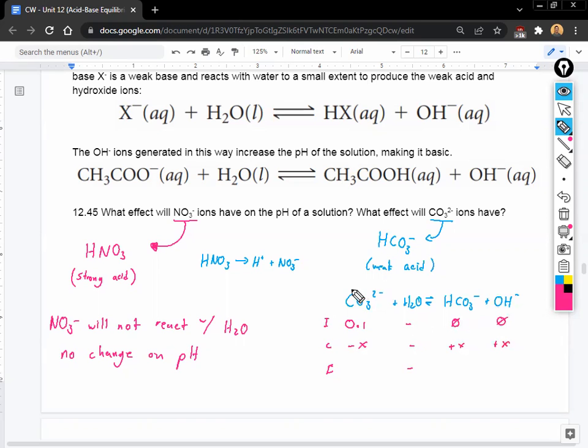If CO3 2 minus reacts with water, the OH minus concentration is going to increase. If the concentration of OH minus increases, does it make it acidic or basic? Yeah, basic. So this baby right here is going to make the solution more basic. Okay. That's it. That's basically what we were talking about. All those paragraphs I had earlier, that's the application of that.